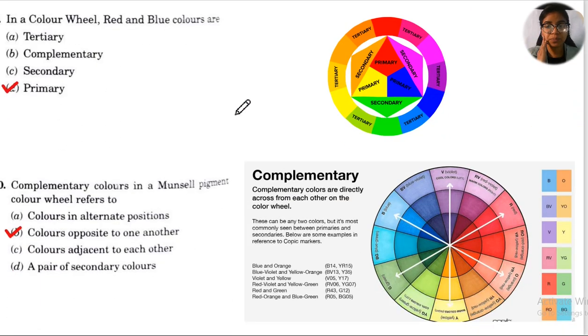Moving to the next question. In a color wheel, red and blue colors are. So we have seen earlier, red and blue colors are your primary colors. See, primary colors are red, yellow and blue. Fine, primary color. And secondary colors are here orange, magenta or green. In this way you will get your secondary colors. So red and blue are our primary colors.